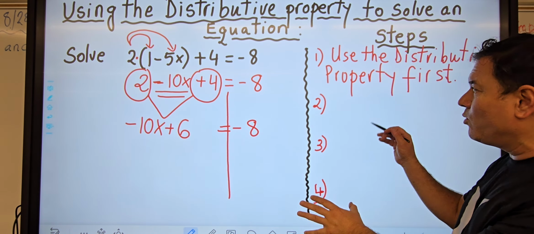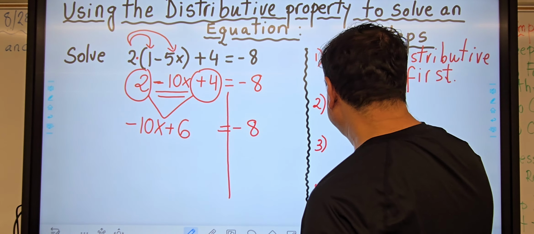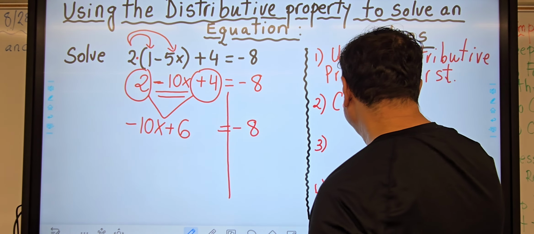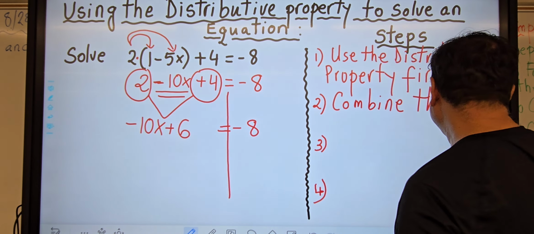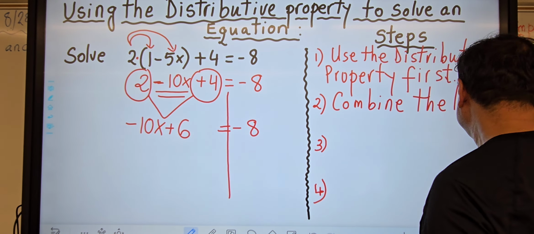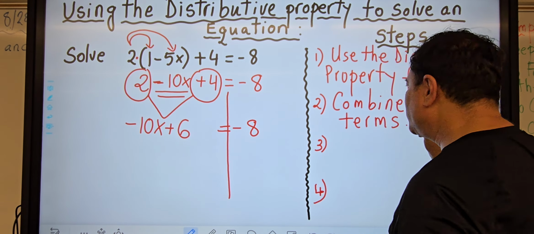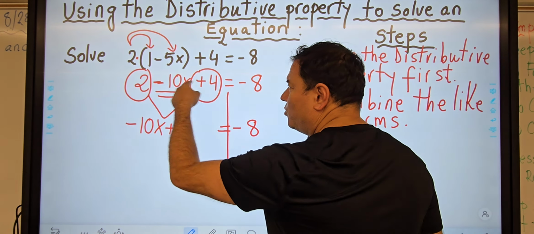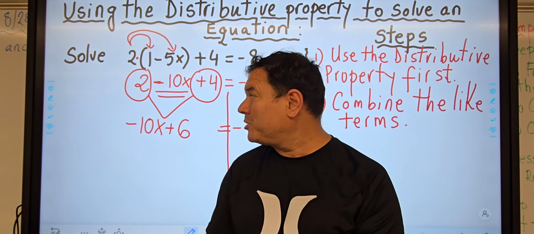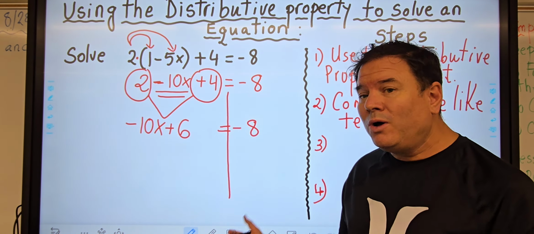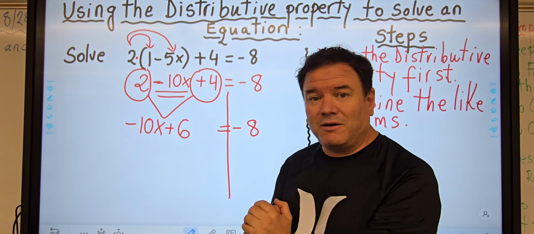So step number 2 was combine the like terms. And of course our like terms were 2 and positive 4. And now let's take a look at step number 3. Step number 3 would be to subtract 6 on both sides of the equation.